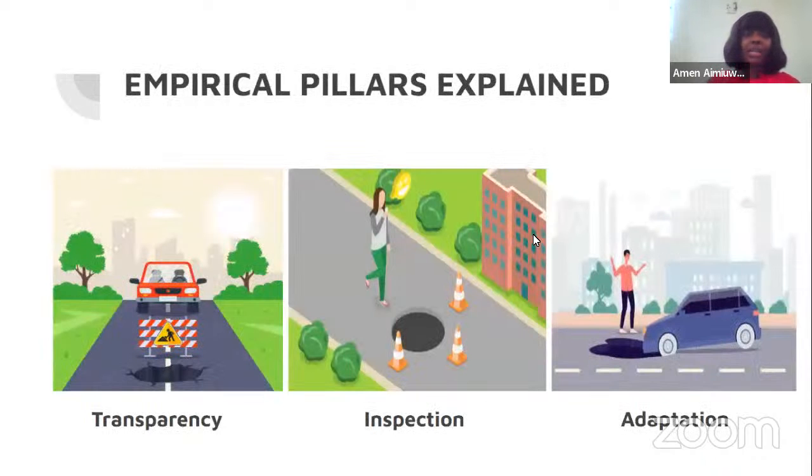Then on the next slide, I want to briefly explain the 3 empirical pillars, which are transparency, inspection, and adaptation. For example, as you can see on this slide, there's a car moving on the road towards a pole. But we can also see that there's a sign on the road, which means that in a Scrum team, you have to be transparent. You have to be able to inform everyone of the difficulty you are facing.